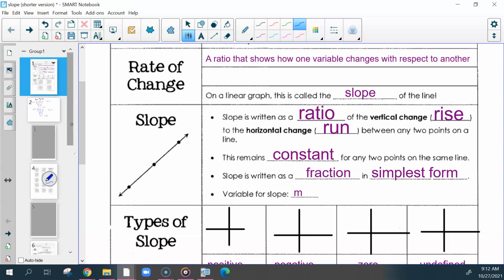Slope is written as a ratio of the vertical change, the rise, over the horizontal change, the run, between any 2 points on a line. This remains constant for any 2 points on the same line. So whatever the slope is between point A and point B is the same between point B and point C and point D, and so on and so forth.